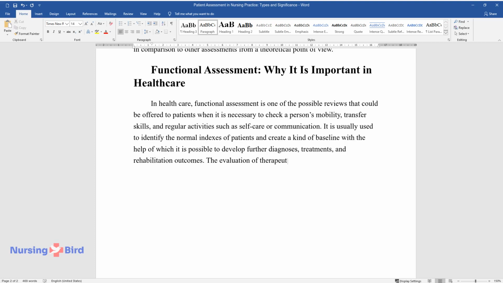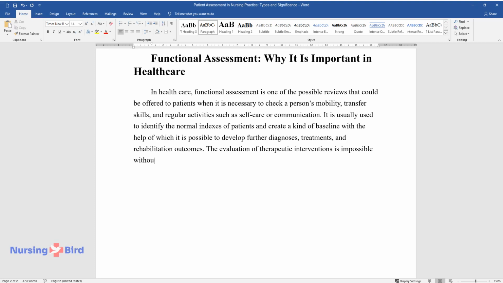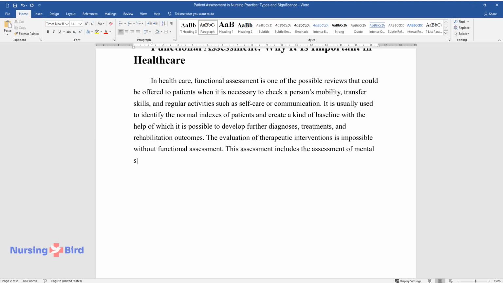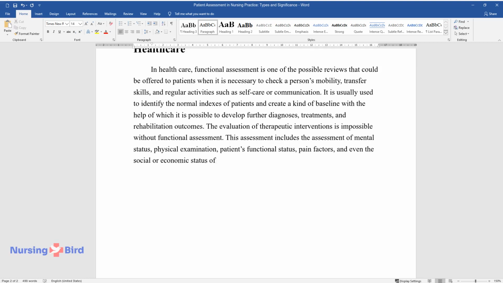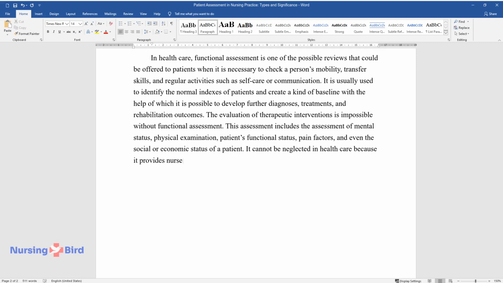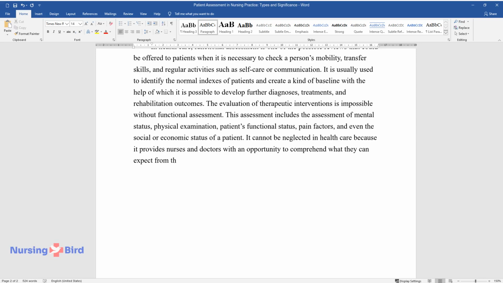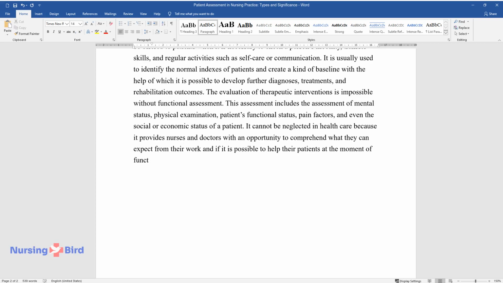The evaluation of therapeutic interventions is impossible without functional assessment. This assessment includes the assessment of mental status, physical examination, patient's functional status, pain factors, and even the social or economic status of a patient. It cannot be neglected in healthcare because it provides nurses and doctors with an opportunity to comprehend what they can expect from their work and if it is possible to help their patients at the moment of functional assessment.